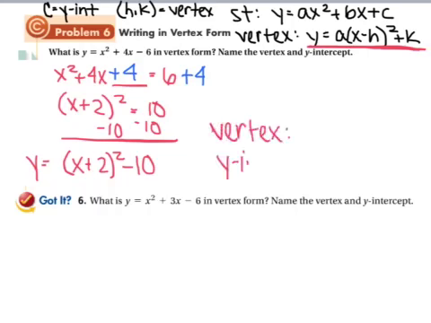Any volunteers to give those to me? Be careful of the sign in your vertex. Jordan? -2. Did you say -10? Yeah. Okay, good. I just didn't hear you. And what about the y-intercept? You have to go back up to standard form for that one. And just look at your c value from standard form. -6. -6.